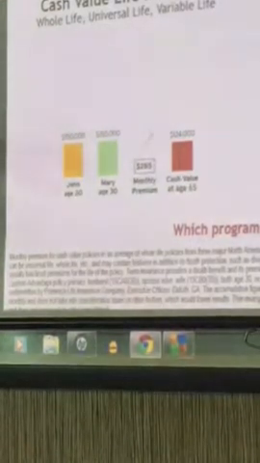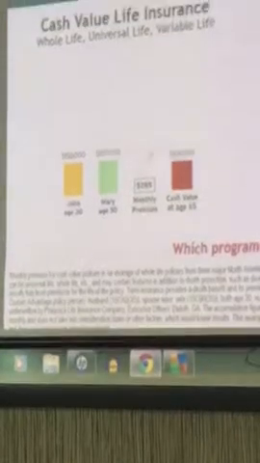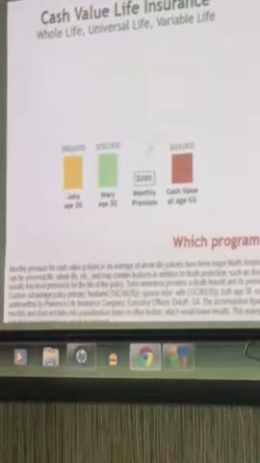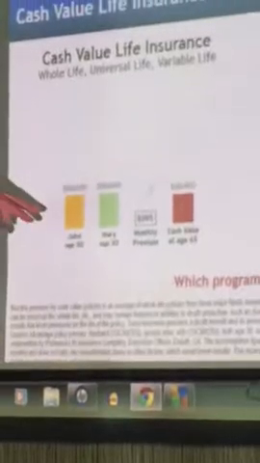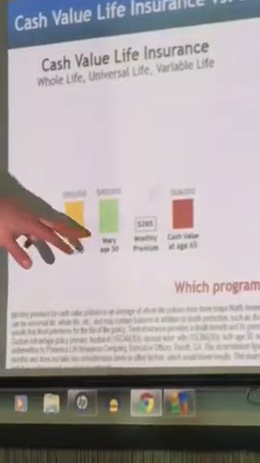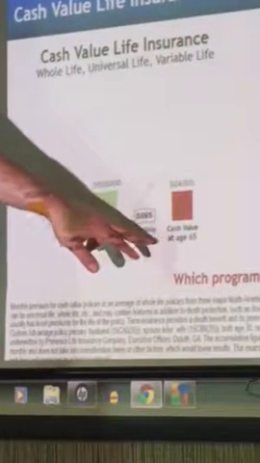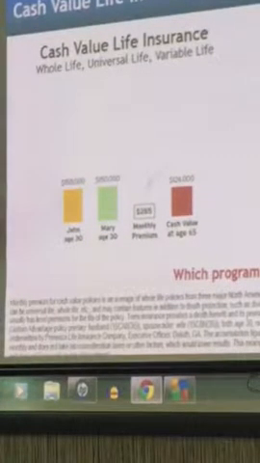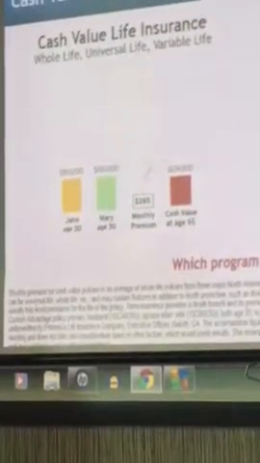So what most agents aren't telling people is that they're paying for 2 things their entire life, but they're only going to get one, because if John or Mary dies, they get a $150,000 death benefit, but the insurance company keeps their savings, the money they've overspent for all of these years, to develop that cash value, okay?